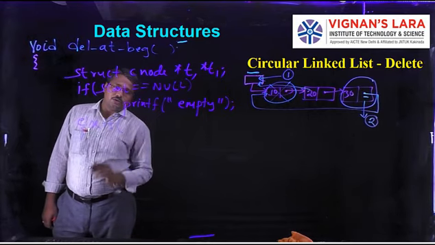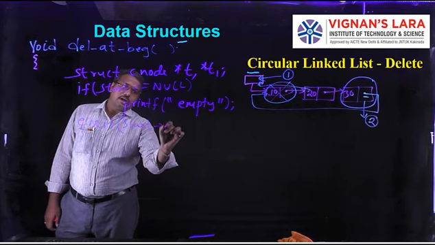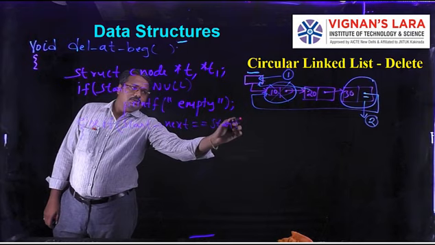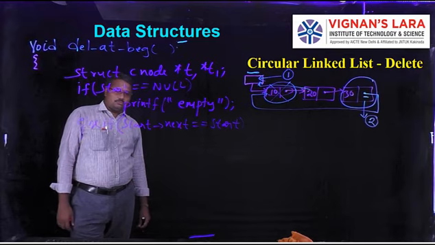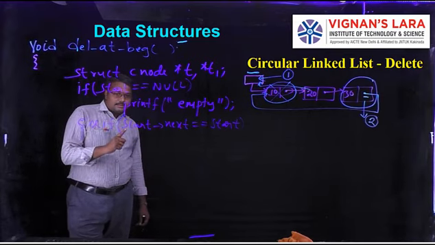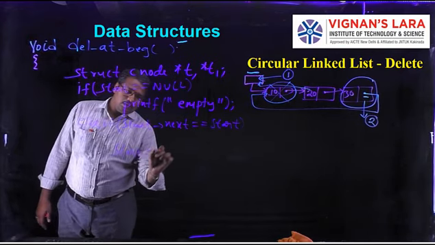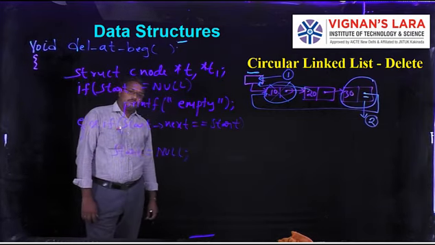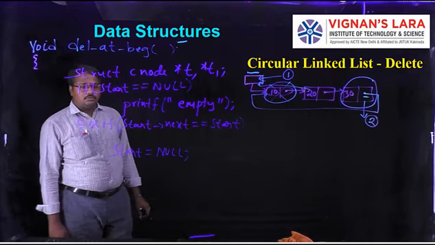So for that, else if start of next is equal to start. If so, means circular linked list contains only one element. In that case, whenever we want to delete the beginning element, whenever we want to delete the first element, make it as start is equal to null.